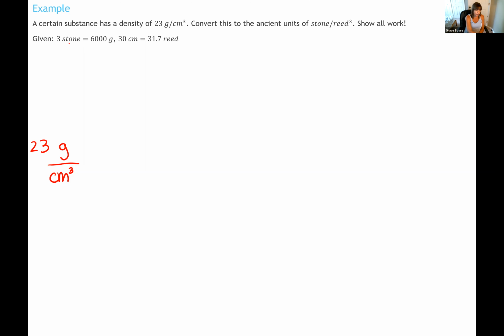So let's start off up here with the conversion rate that 3 stones is equal to 6,000 grams. I'm going to divide both sides by 6,000 grams. And so I get my conversion rate that's equal to the number 1. So 1 is equal to 3 stones divided by 6,000 grams. I'm not going to do any math right now. I'm going to leave it just like that.